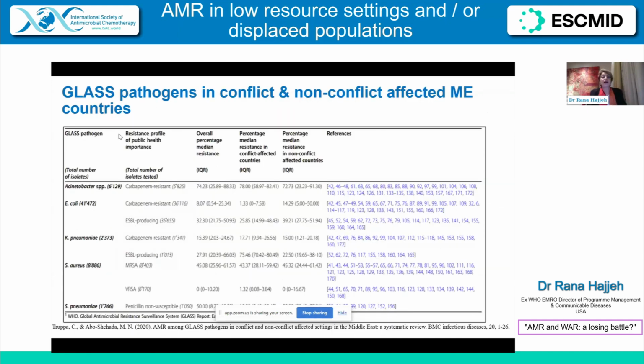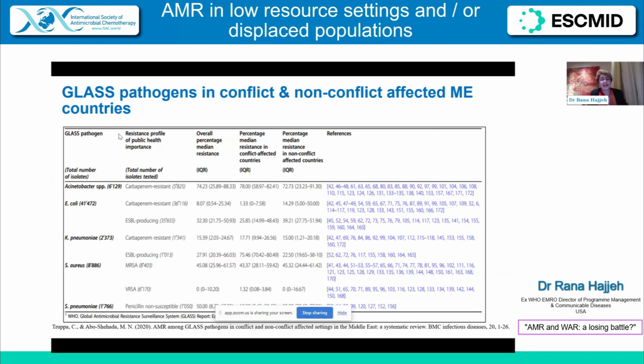This data is from GLASS, and I'm listing it really for the completion of presenting all the data I could find, because it's variable. This includes a variety of countries, but this is probably the largest database we have from countries in the region. If you are interested, many of the references are listed in this very nice review article by Tropa and Abu Shahada in BMC, because it lists all the studies.